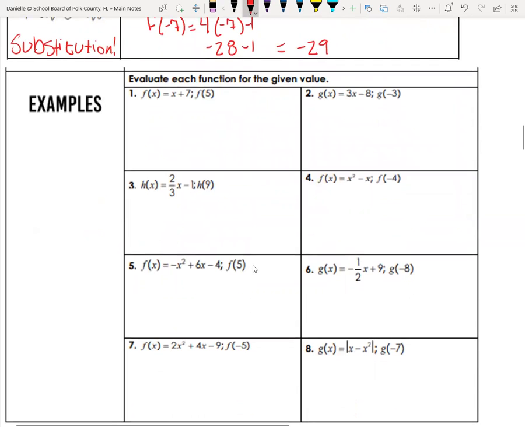Moving on to a slightly more difficult one. Number 3. They tell me what h of x equals, and I need to change it to h of 9. So h of 9 is 2/3 times 9. And when I multiply by fractions, I want to write my whole number as a fraction. And then remember, we multiply straight across. So now we have 2 times 9 divided by 3 times 1, which gives us 18 over 3, which reduces to 6.